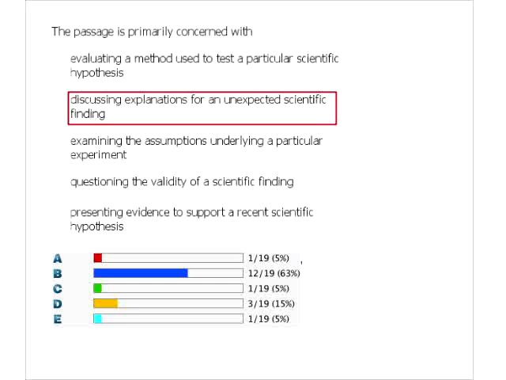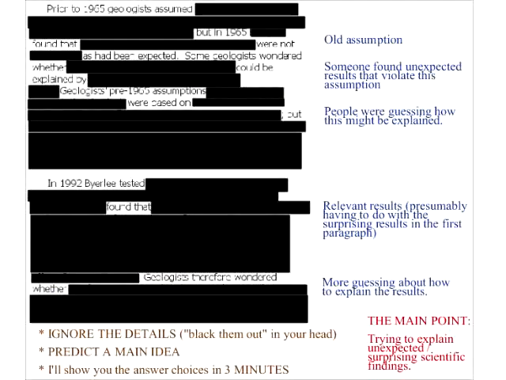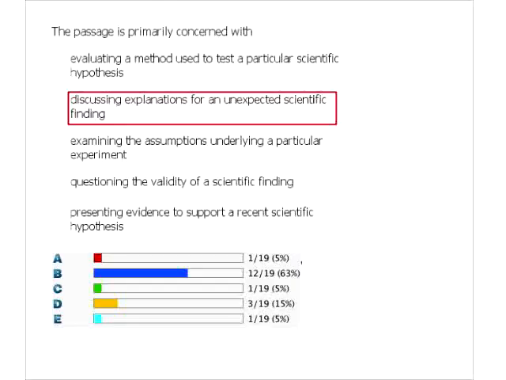The other answer choices, everybody picked them at least once, so let's look at them. Evaluating a method used to test a hypothesis. The problem is that that doesn't happen. They do discuss some sort of methods, but nothing is evaluated here at all. The passage is just full of people guessing why certain things are happening. So nothing is evaluated.